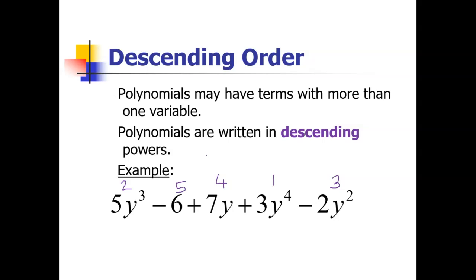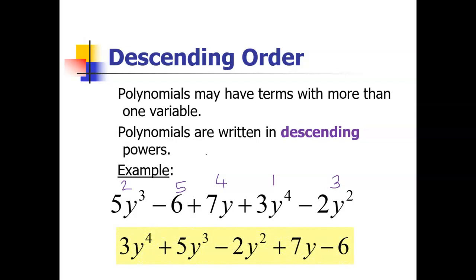So when I write my polynomial in descending power, I'm just rearranging the terms without changing the signs. So if I write this as 3y to the 4 plus 5y cubed minus 2y squared plus 7y minus 6, then this is in descending order.